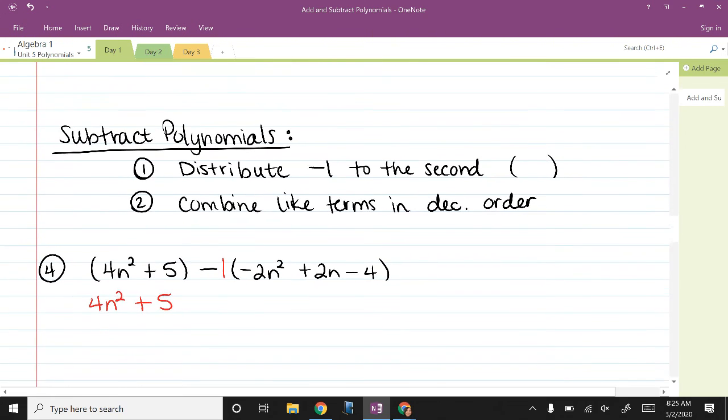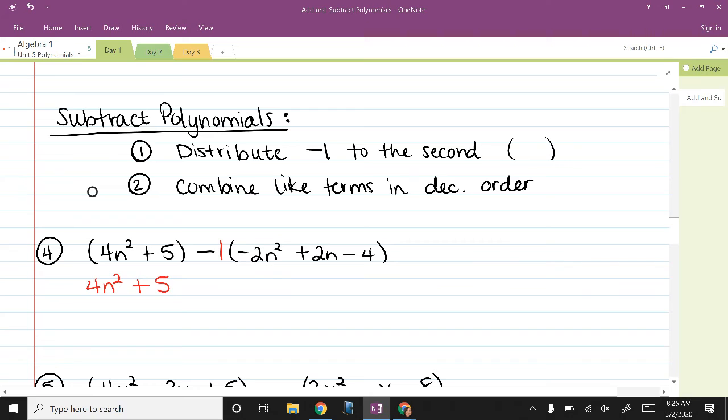Okay. Now in the second parentheses, I'm multiplying everything by -1, so I'm going to change all the signs. So what's -1 times -2n squared? Positive 2n squared. What's -1 times positive 2n? Negative 2n. And what's -1 times -4? Positive 4. So that was step 1. I changed all the signs of the second parentheses. So you copy the first just like it is. The second one, you change all the signs.